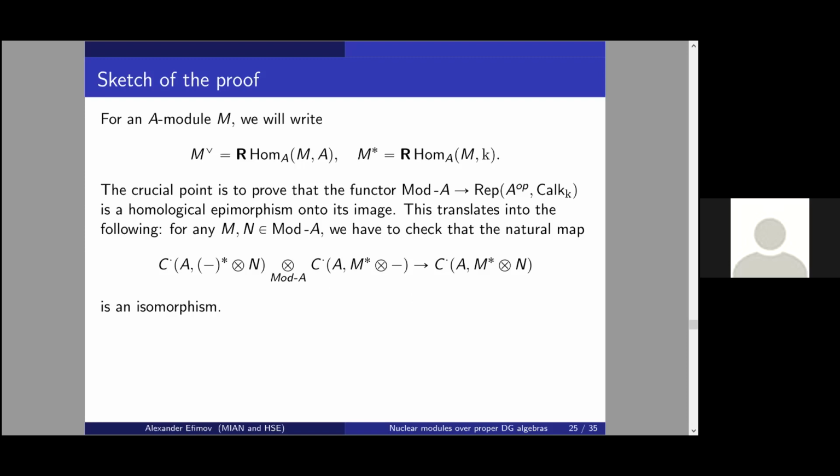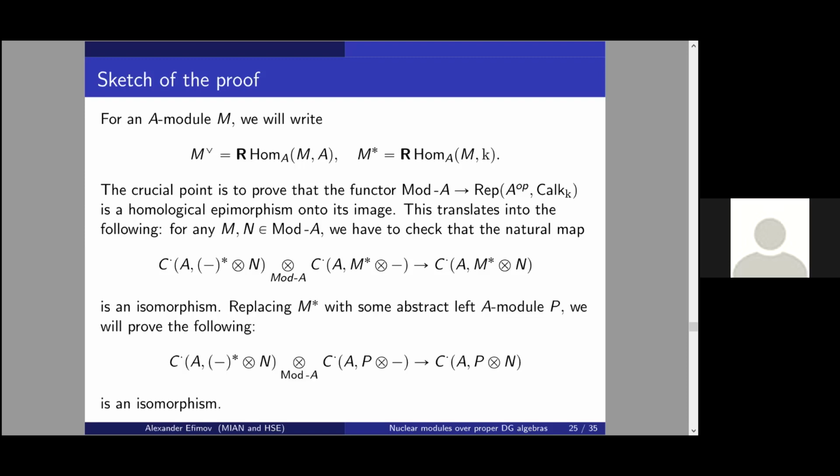Okay. Yes. So this is basically, as I mentioned, the homological epimorphism is a statement about some tensor product over the source, and here the source is mod A. So here you need to show that such tensor product is an isomorphism. Now we can replace this M star with some left A module P. So we have the same question, but just P instead of M star. We just forget the fact that M star is dual to something. So we want to prove that such map is an isomorphism.